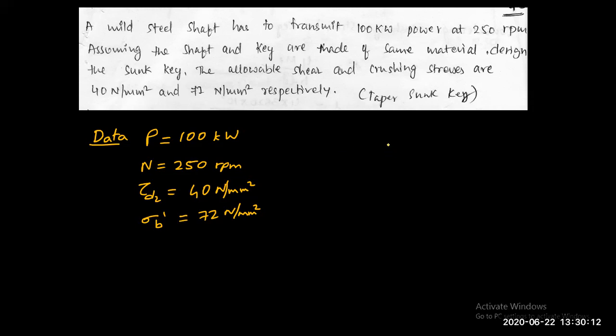So you need to design the key, meaning you need to find the dimensions, basically B, H, and L. Note here the diameter of the shaft is not given. So we need to design this purely by using torque, and we need to somehow extract the diameter of the shaft also. That's how it works.